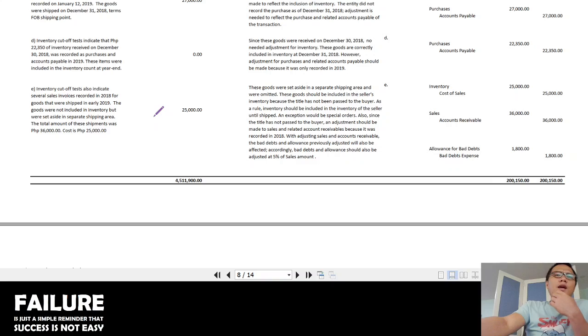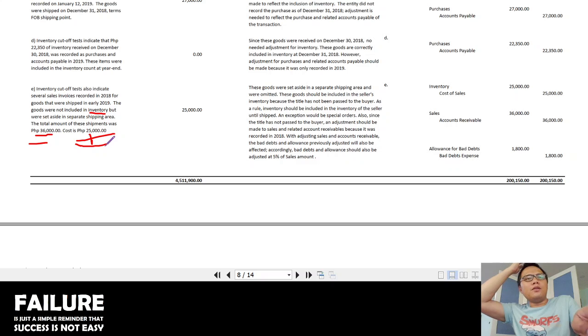Okay? Last adjustment for inventory is that meron daw several sales invoice, okay? So this is sales recorded in 2018 for goods that were shipped in early 2019. Okay? So merong goods recorded as sales in 2018 pero na-ship daw in 2019. Hindi siya nasali sa inventory because it was set aside in a separate shipping area. The total amount of this shipment was 36,000, which is the sales price, and the cost is 25,000.